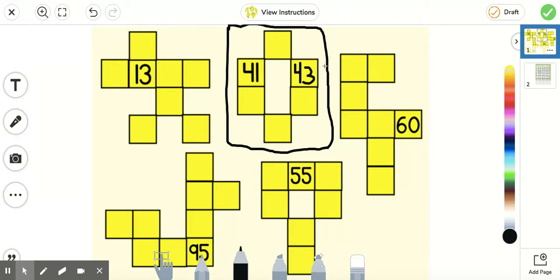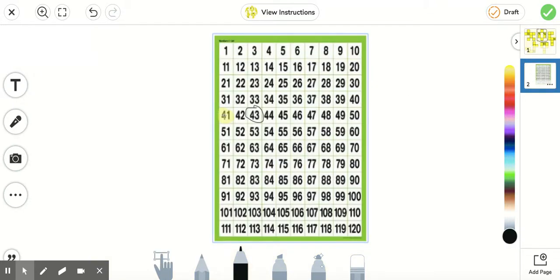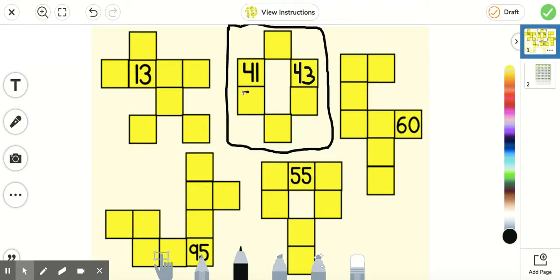All right, it wants to know what number should be below 41. What number should go in this box? When we go down on the 120 chart, what are we doing? That's right, we're adding 10. So we're going to go to 41, and we're going to go down 1 on the 120 chart, which adds 10. 51 is 10 more than 41. So I'm going to fill in 51 right here.